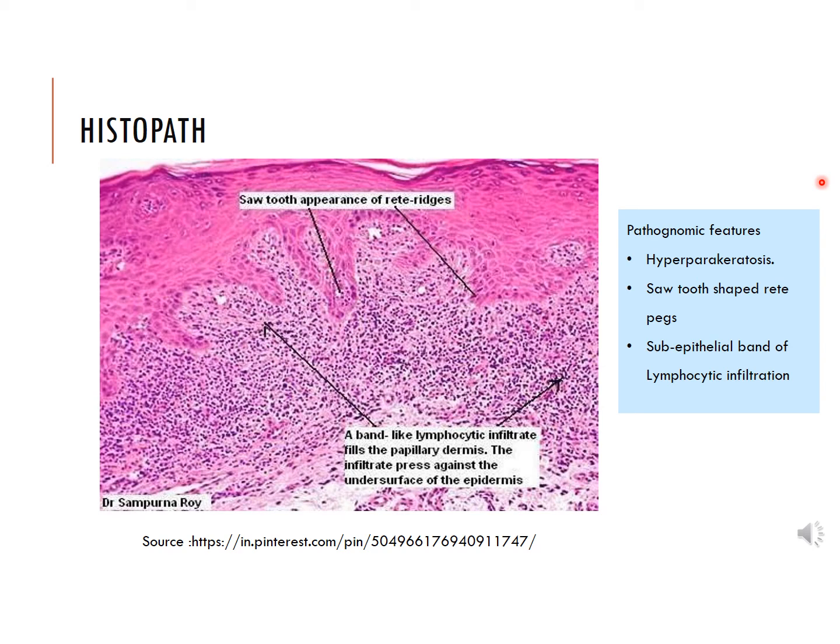So there are three pathognomonic features that we actually see. Number one is hyperparakeratosis. So what do you mean by hyperparakeratosis? It means that there is parakeratinization seen on the surface of the epithelium. So when there is keratinization, basically we see keratin with remnants of the nuclei. That's why you are seeing the bluish dots along with the keratin on the surface over here.